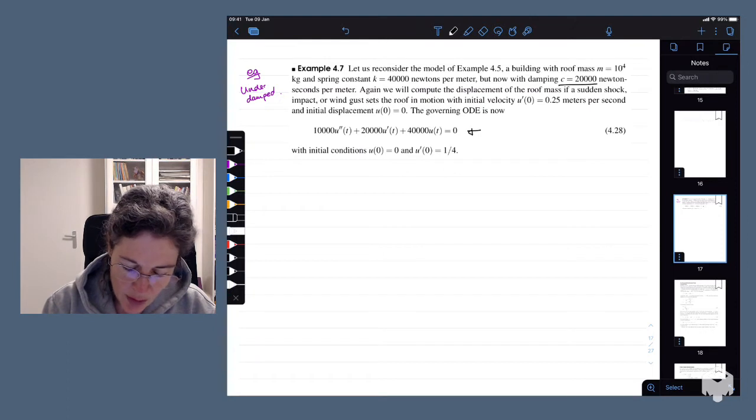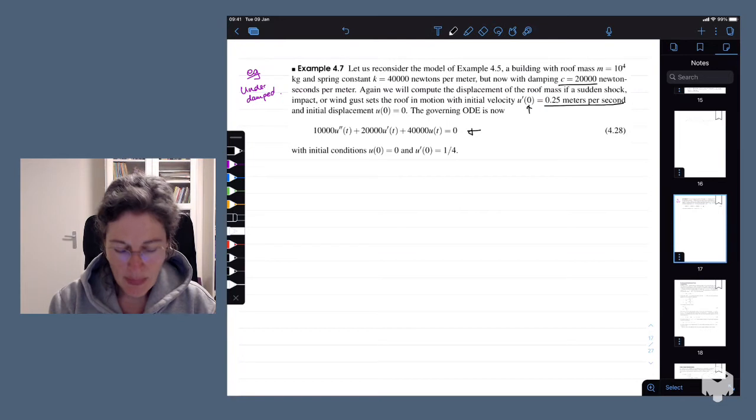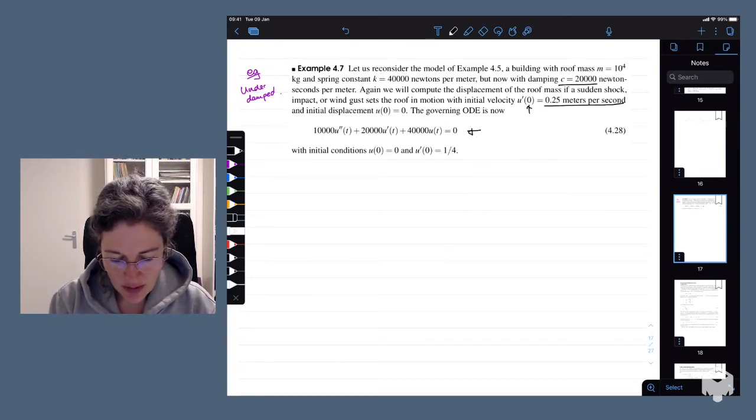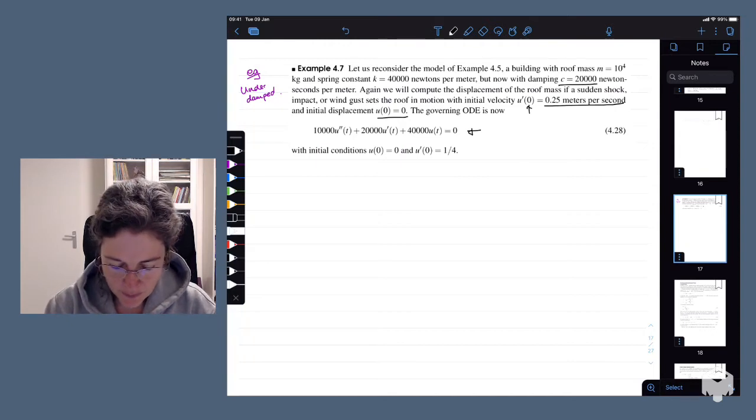So we're going to imagine that our roof gets set in motion with an initial velocity. So at time t equals 0, it's got a velocity of 1/4 meter per second. And initially at time 0, it hasn't moved at all, so its initial displacement is 0. Imagine suddenly at time 0 it goes boom and gets pushed out.